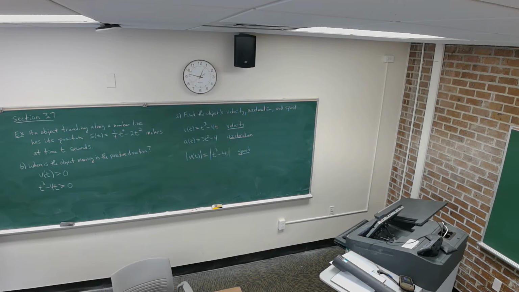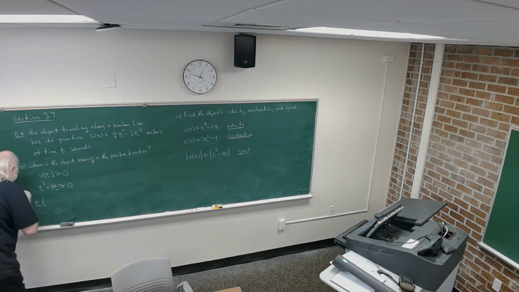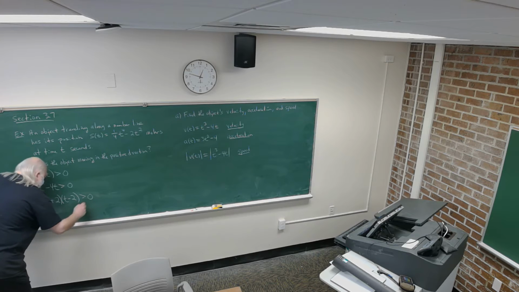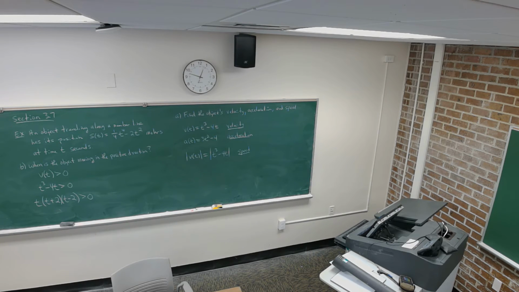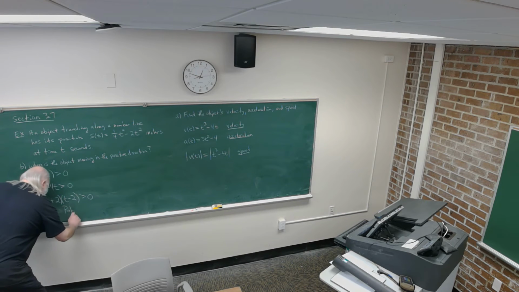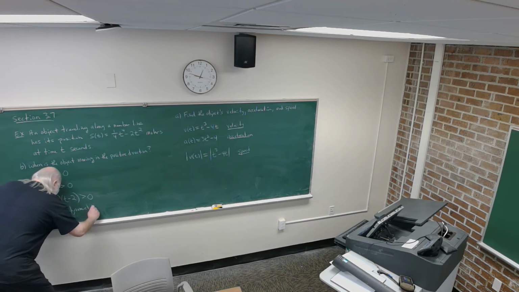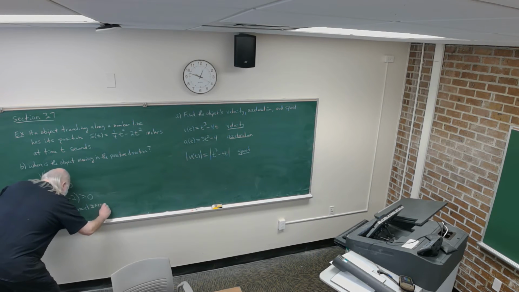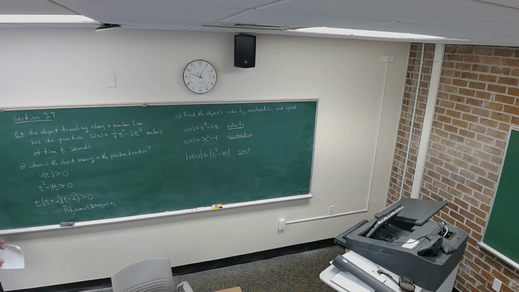And so if we factor the polynomial on the left-hand side, we can factor out a t. And when we factor out the t, and then factor t squared minus 4, we get t plus 2 times t minus 2. So this is a polynomial inequality. So now we've got to find the values of t.